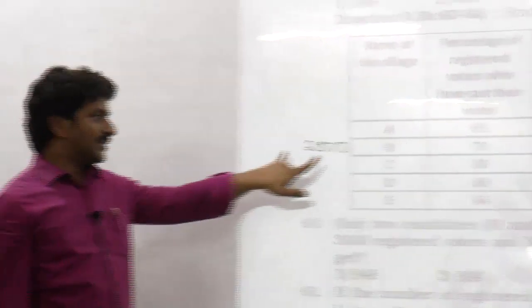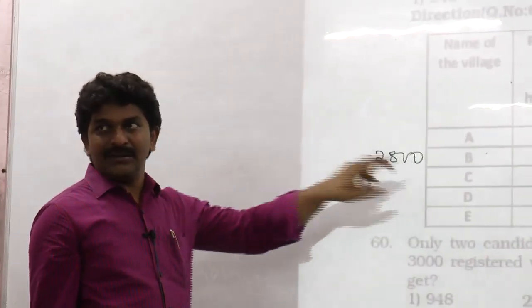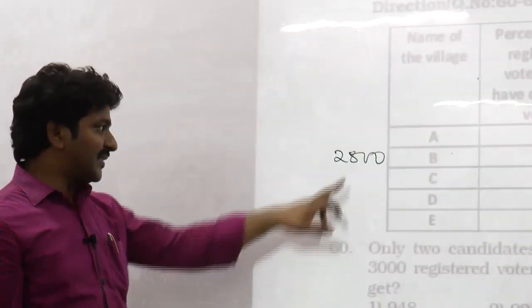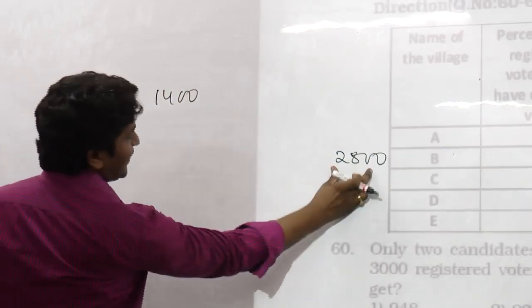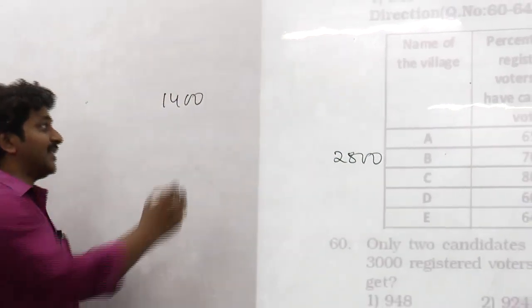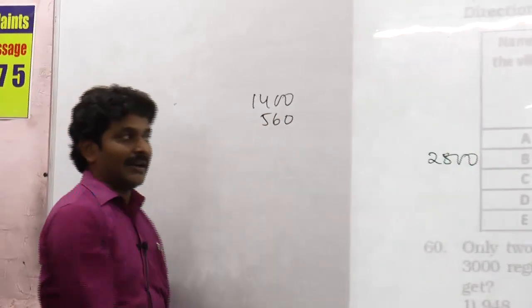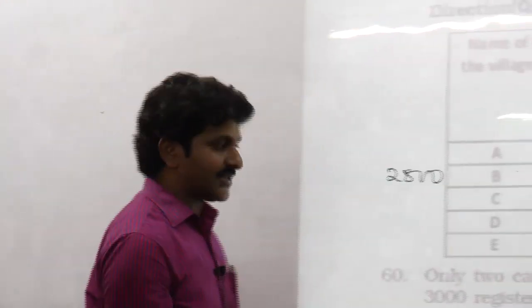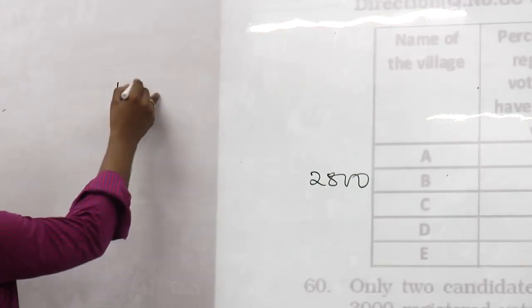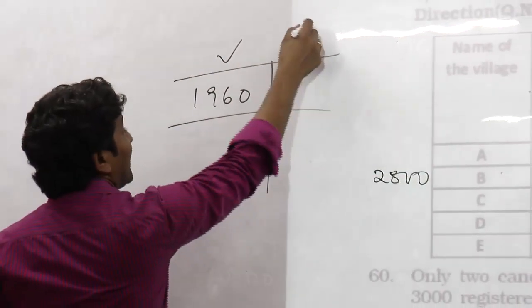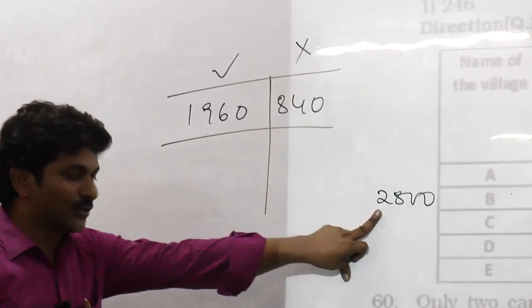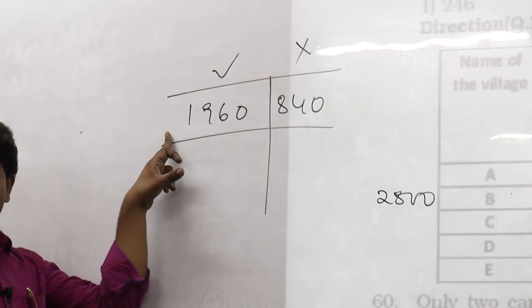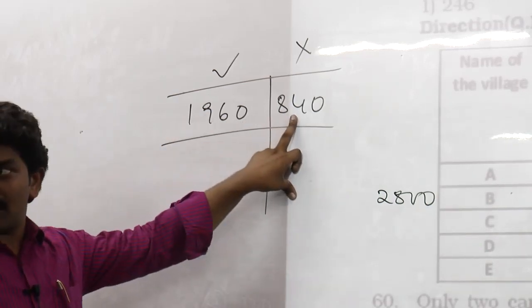70% in the sense 50% plus 20%. 50% in the sense half of this number, 1400. 10% is 280. 20% is 560. Total 1960. So 1960 have participated, and those who have not participated in election becomes 840, because sum is 2800. We already have 1960 here. Remaining 840 candidates have not casted their vote.